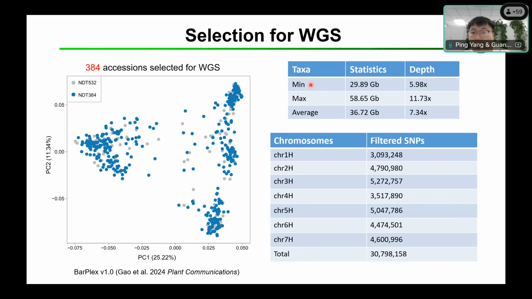The mean depth is about 6. The max depth is about 11, and the average depth is about 7. After filtering, about 13 million SNPs were obtained.